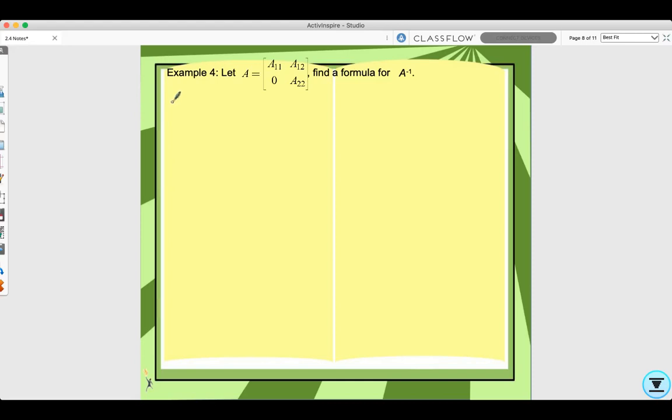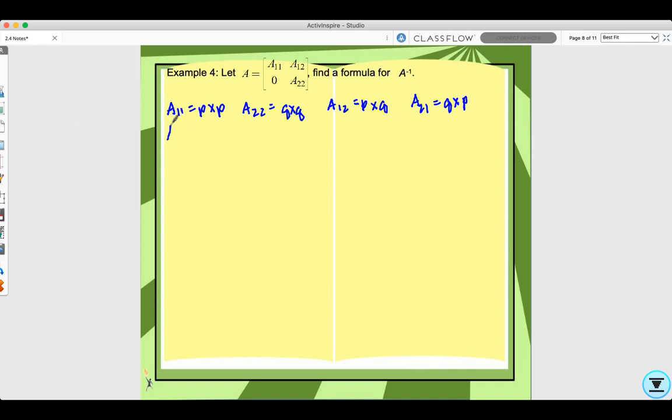Let's look at example 4. We have matrix A equaling A11, 0, A21, A22. We need to find a formula for A inverse. So the first thing we're going to do is make some assumptions. First, A11 is a P by P matrix. A22 is a Q by Q matrix. A12 is a P by Q matrix, and A21 is a Q by P matrix.